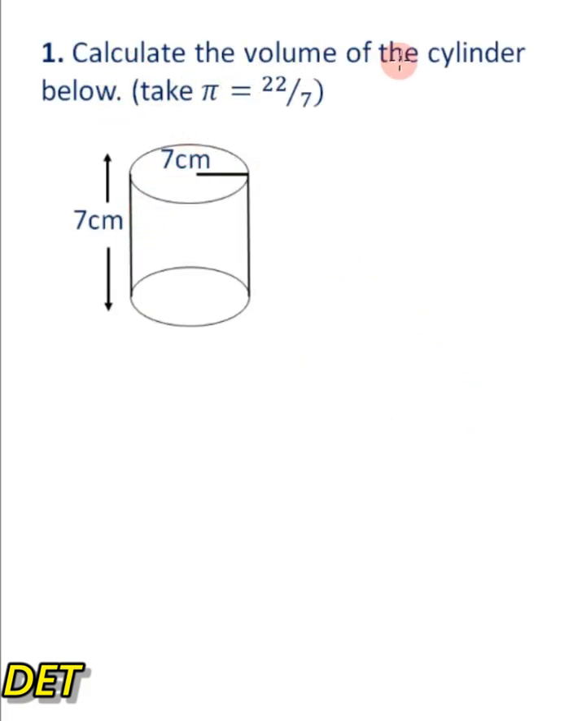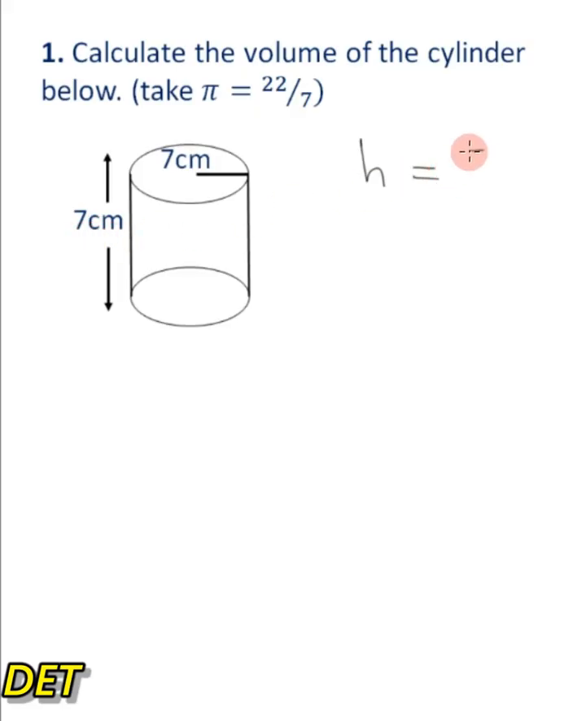Alright, so let's look at this question. Calculate the volume of the cylinder below. Take pi to be equal to 22/7. So we have this cylinder. The first thing I would want to do here is to first of all figure out the parameters. From this figure, the height of this cylinder is what? 7 centimeters. It is well spelled out here.